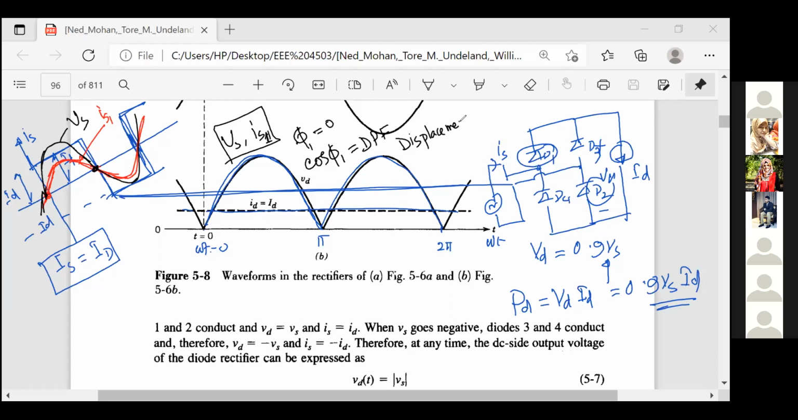Displacement power factor. And phi 1 is 0 here, and for our case, for this one, we see that the displacement power factor is 1. Am I correct or not? Yes, sir. Displacement power factor, we got 1. Good.